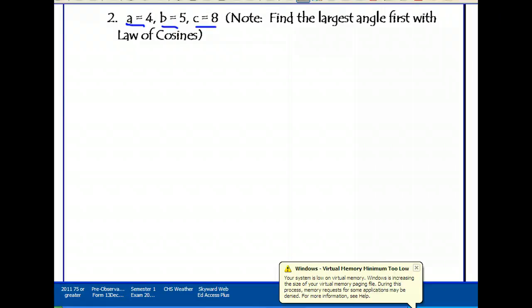When I'm using the law of cosines, I want to find the biggest angle first, because then in my second step, when I'm using the law of sines, I'll be finding the small angle, and I won't have to worry about it being ambiguous. So just a good habit to do. Law of sines, find a small angle. Law of cosines, find a big angle. All right, so we're going to set this up.